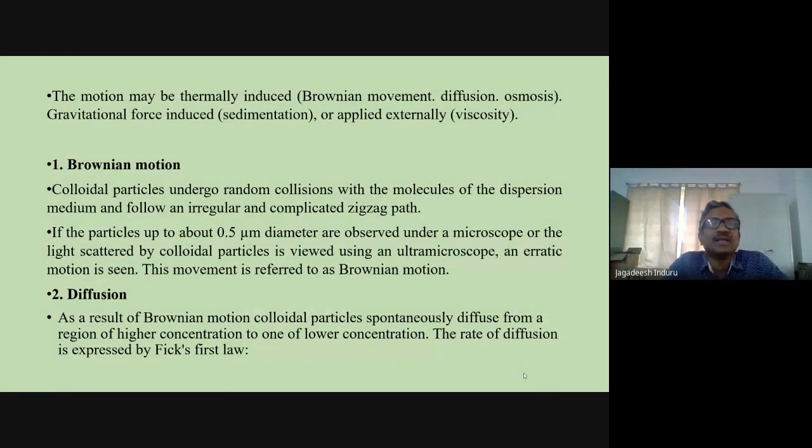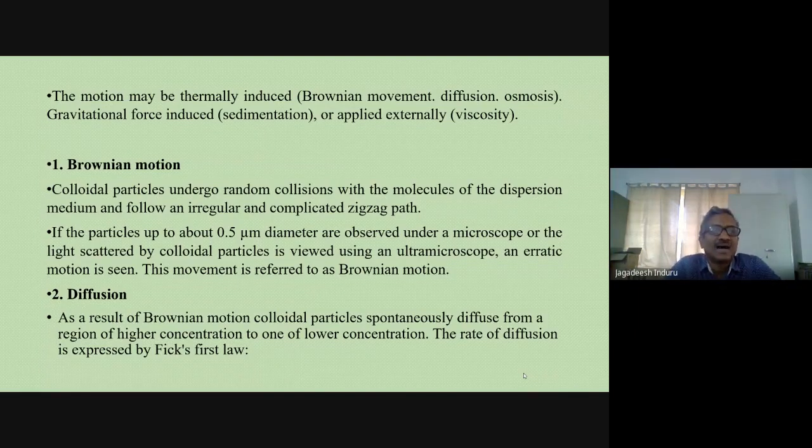The motion may be thermally induced, most of the time by Brownian movement, diffusion or osmosis; gravitational force induced, that is sedimentation; or applied externally, that is, by using an external surfactant or a material which induces viscosity. So first we will be seeing Brownian motion.